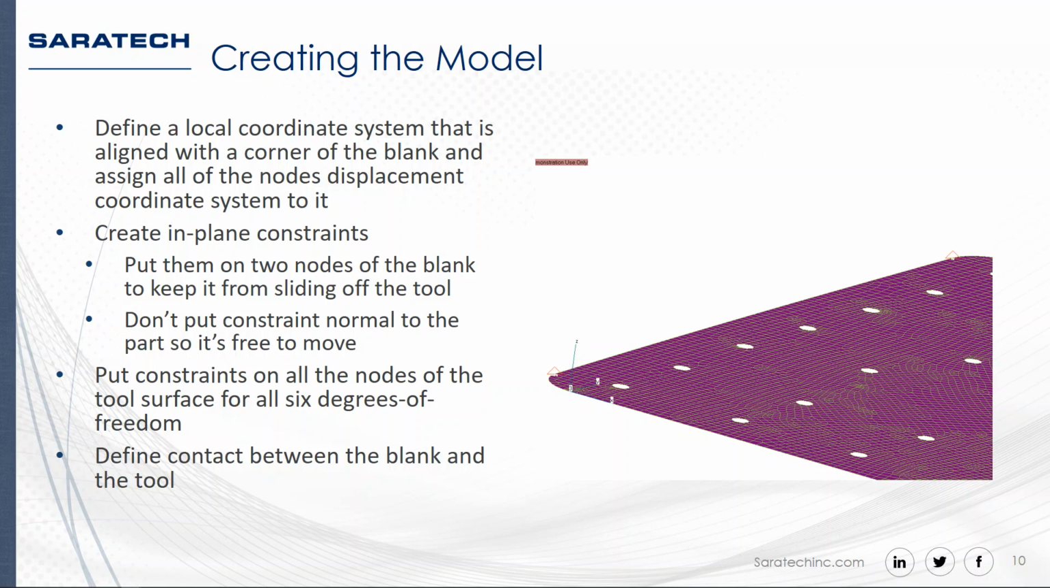Now with a rigid surface, you actually assign it to a master node. And that node has all the degrees of freedom of that rigid surface associated with it. Essentially what Nastran does internally is it creates a rigid element, an RBE2, that connects that master node out to all the nodes on the rigid surface. So the actual constraints for the rigid surface go on that master node, and I'll demonstrate that later. And then of course we're going to define contact between the tool and the blank.